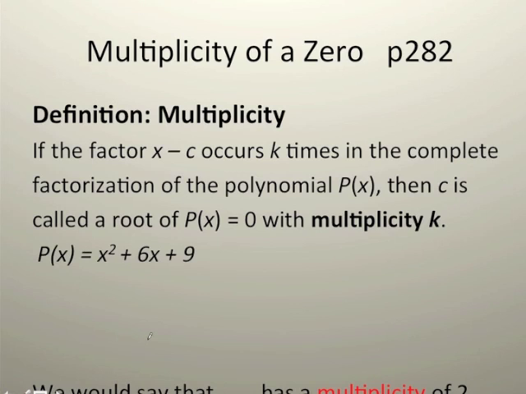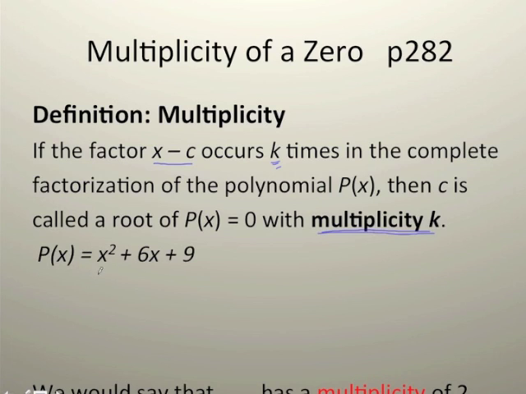Multiplicity. The definition: if a factor x minus c occurs k times in a complete factorization of a polynomial, then c is called a root of the polynomial, when the polynomial equals 0, with a multiplicity of k. So multiplicity counts how many times that root appears.